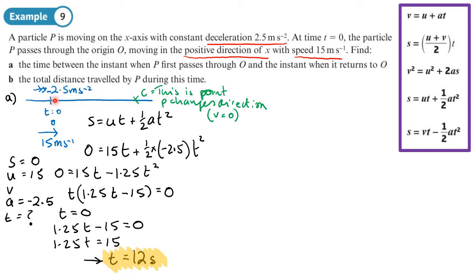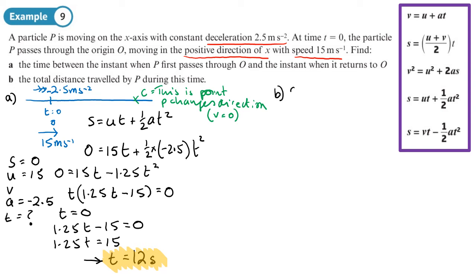So let's say, for example, it travels 20 meters before changing direction. Then the distance travelled during the time that it returns to the origin is going to be 20 there and 20 back. That will give us 40. So we have to do it this way. If a particle changes direction, we've got to work out the displacement for each part of the journey and then add them together. We work out how far it is to the point when it changes direction. Whatever that distance is, it travels the same distance back, so we just double it.